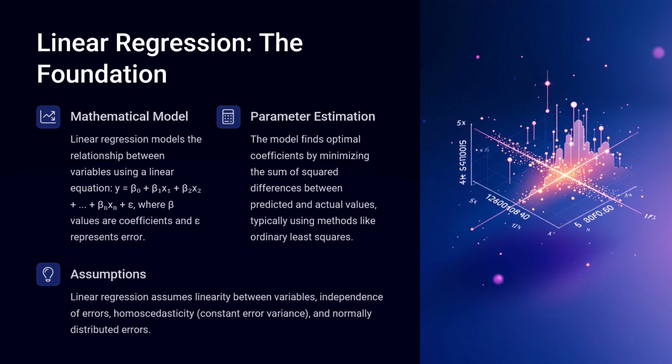Linear regression, the foundation. Mathematical model. Linear regression models the relationship between variables using a linear equation, y equals beta 0 plus beta 1 times x1, plus beta 2 times x2, and so on, up to beta n times xn, plus epsilon, where beta values are coefficients and epsilon represents error. Parameter estimation. The model finds optimal coefficients by minimizing the sum of squared differences between predicted and actual values, typically using methods like ordinary least squares. Assumptions. Linear regression assumes linearity between variables, independence of errors, homoscedasticity, which means constant error variance, and normally distributed errors.